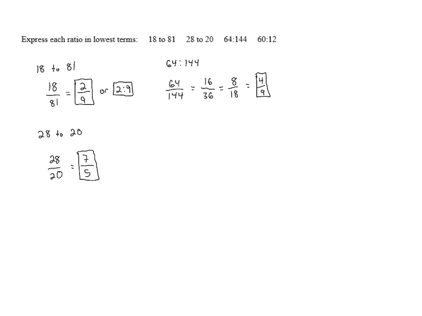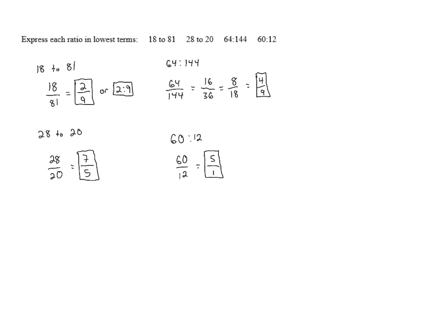Let's do the last one, 60 to 12, or 60/12. Now both of these are multiples of 12, so we can reduce by a factor of 12. 60 divided by 12 is 5. 12 divided by 12 is 1. And usually, if we had 5 over 1, we would just do the division and get 5. But in this case, I'm going to leave it as a fraction.